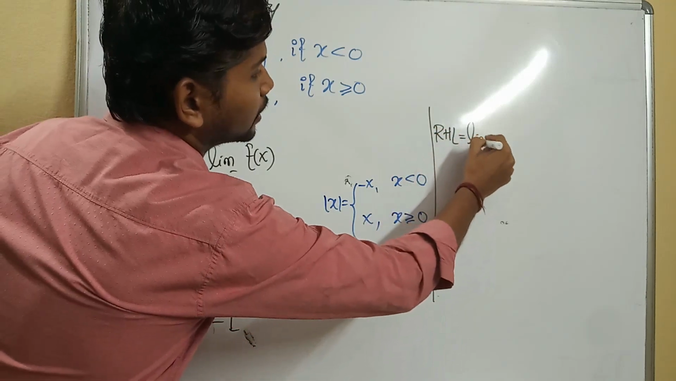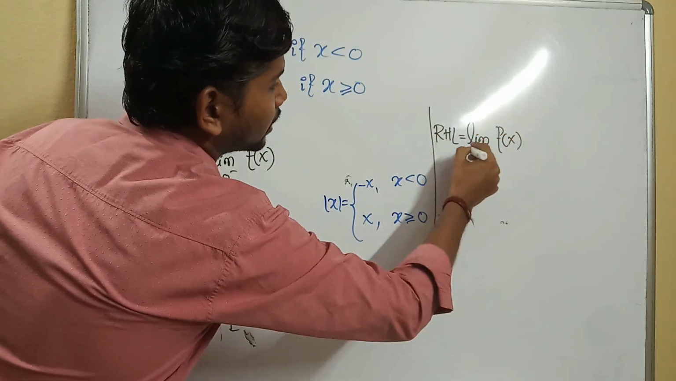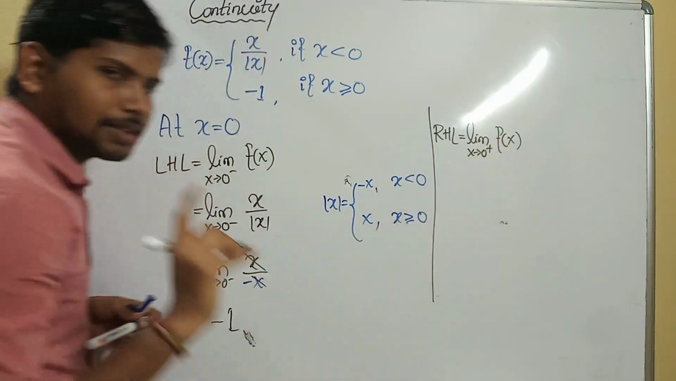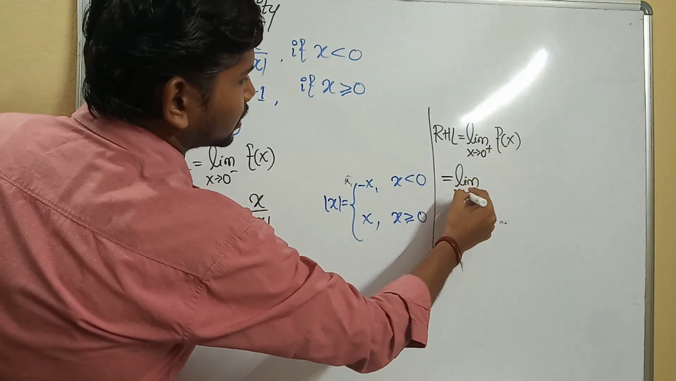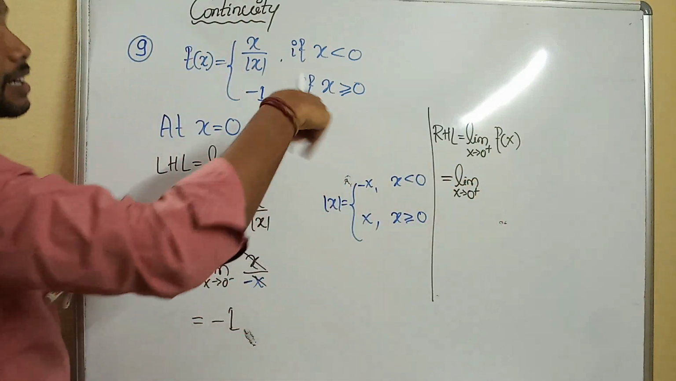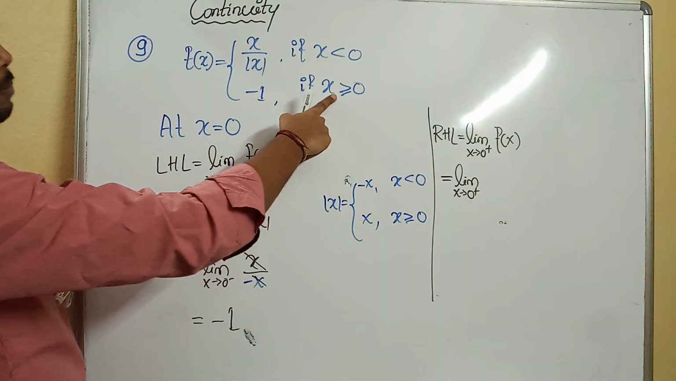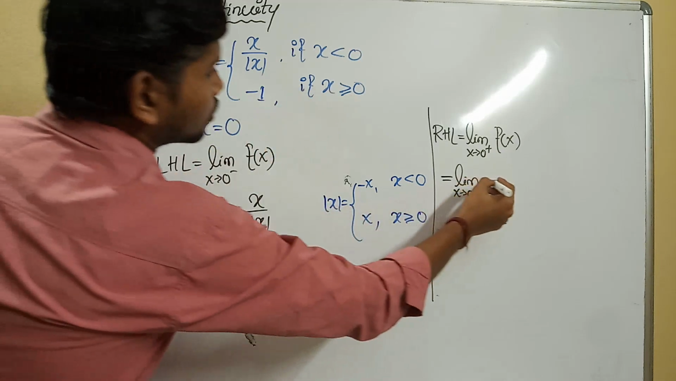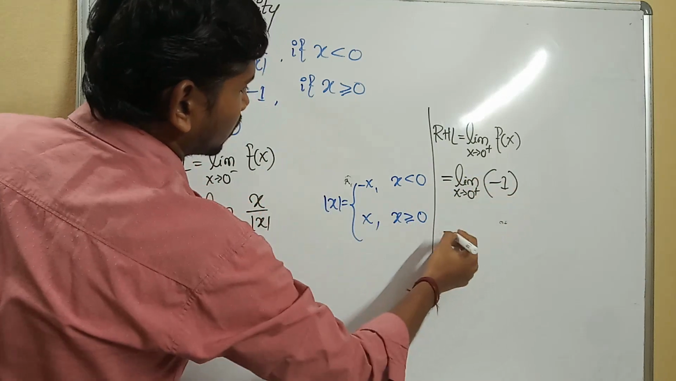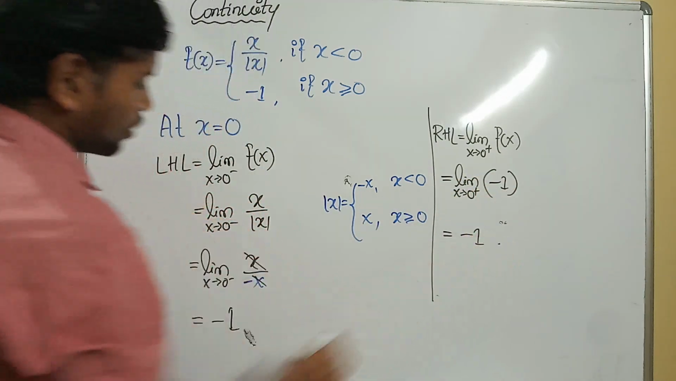What is RHL? Limit of f of x as x tends to 0 plus. Got it? What is 0 plus? Concentrate on the board. Limit as x tends to 0 plus. What is 0 plus? Greater than 0. Greater than 0 means right part of 0. Right part of 0 means that is x greater than or equal to 0. Which function do I need to select? I need to select minus 1. Limit applied to constant, I got the constant value.